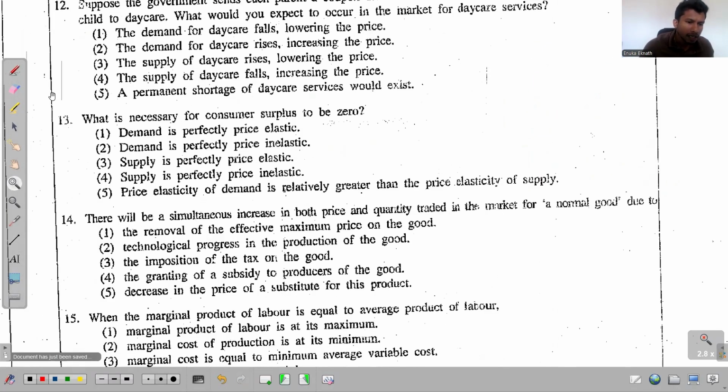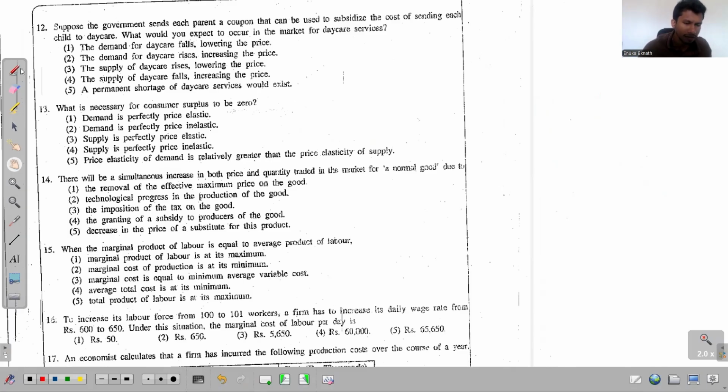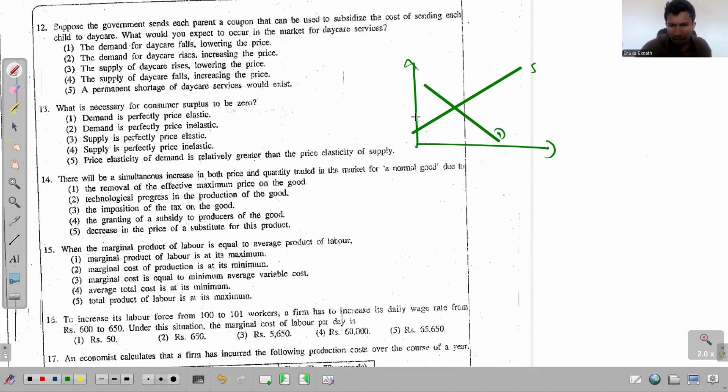Right. In the 13th one, it says, what is necessary for consumer surplus to be 0? All right. So this is just a simple question. So just assume you get the demand curve and the supply curve, right? You get the demand curve and the supply curve.